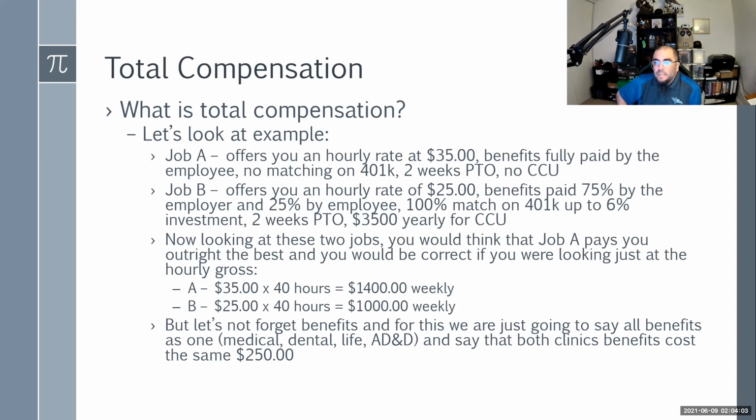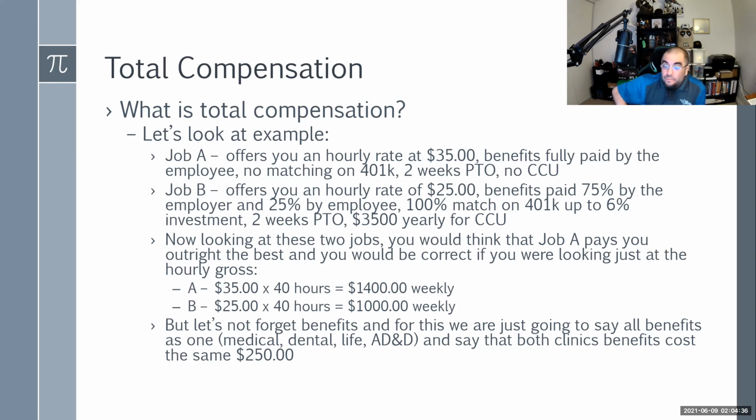But then job B comes in and says, hey, I'm going to only pay you $25 an hour. Seems a little bit less, right? But they're saying, I'm going to pay most of your benefits, 75%. You only have to pay 25% of your benefits to your health insurance. We're going to give you 100% match on your 401k up to 6% of your investments, 2 weeks of PTO, just like the other job, and you're going to get $3,500 from us for continuing education. You look at these two jobs and you just look at their hourly rate. Well, the second one looks worse, right?